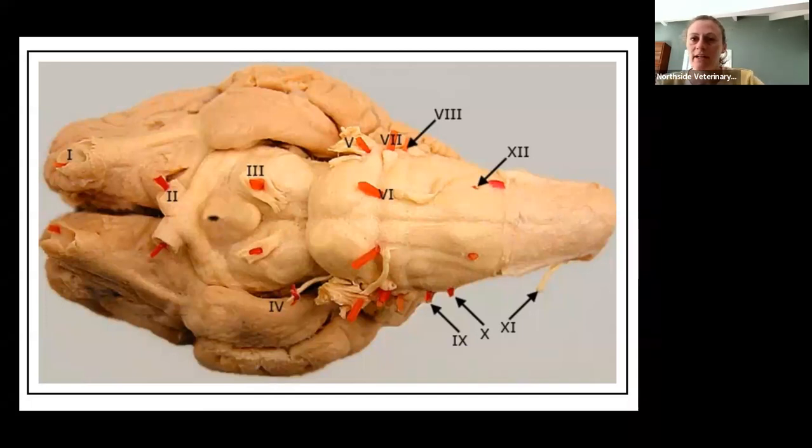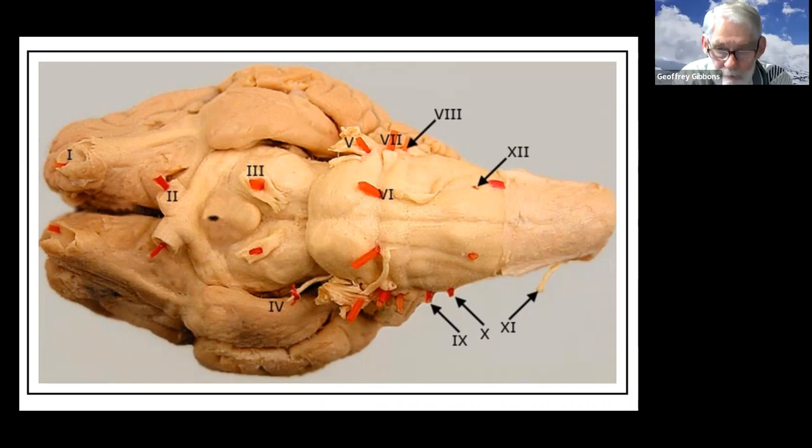So cranial nerve 3, what is it? Oculomotor. Good. 4. Wait. 4. What's that one? Good. Excellent. And 6. Abducens. Excellent. So what do all 3 of those do in the eyes?